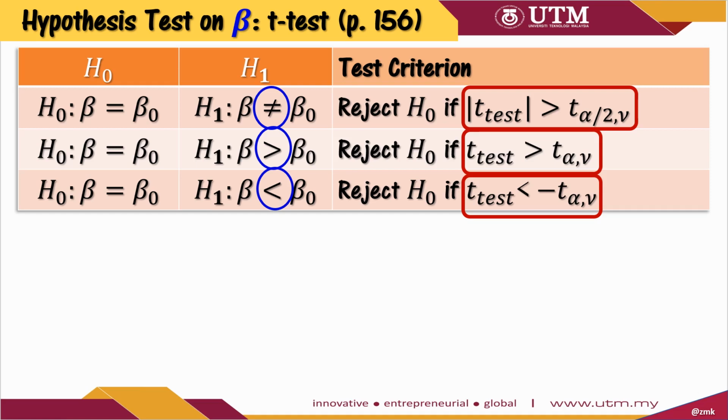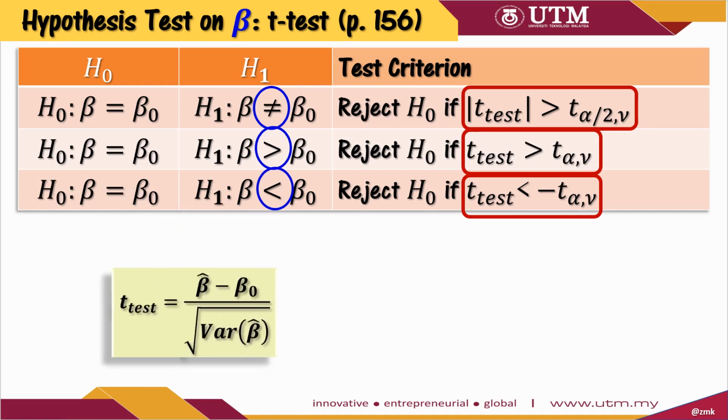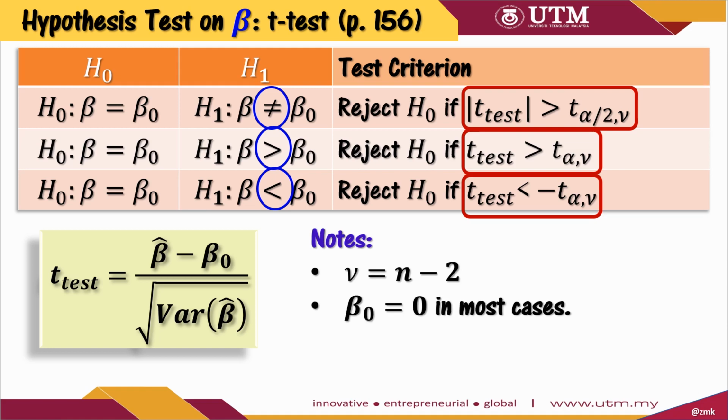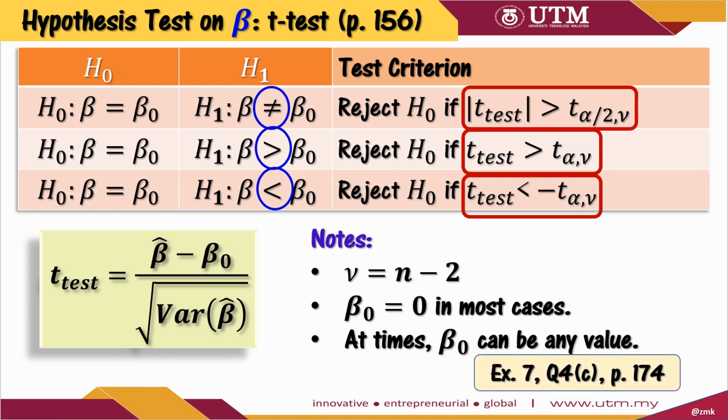As mentioned in the previous slide, the t-test statistic is given as follows. Please note again that the degrees of freedom nu in this regression analysis is n minus 2. The value of beta naught is 0 in most cases, but at times you can also have beta naught value to be different from 0, such as in exercise 7 question 4c on page 174 from the Statistics for Engineers textbook.